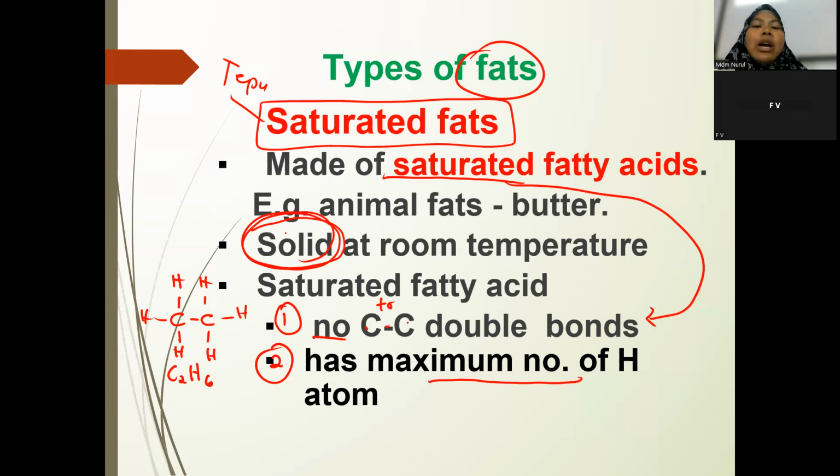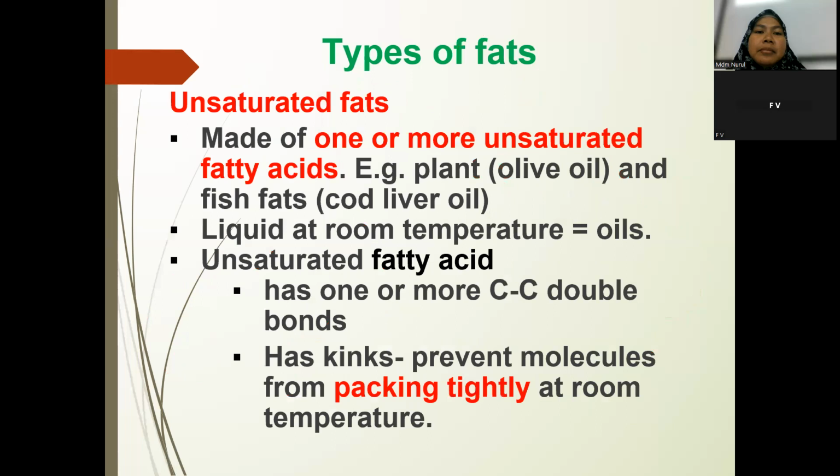Okay. So contoh animal fat like butter. Lagi margarine. Okay. Butter tu peanut butter ke whatever lah. Alright. Dia dalam bentuk solid. Okay. Okay, faham yang tu? Okay. Right. Second one.